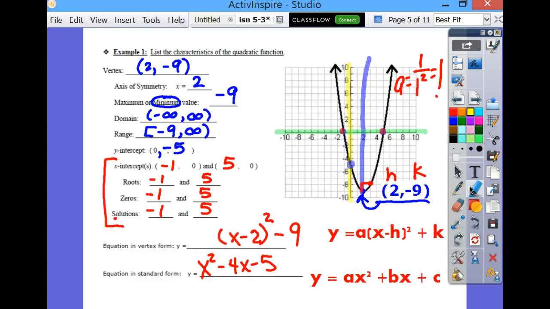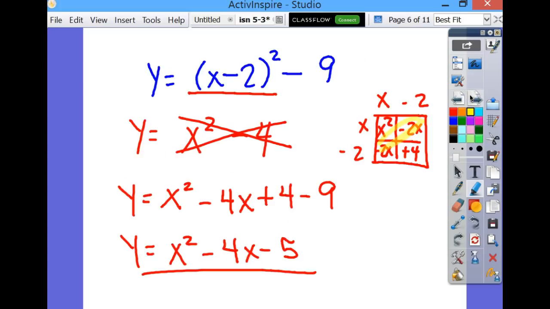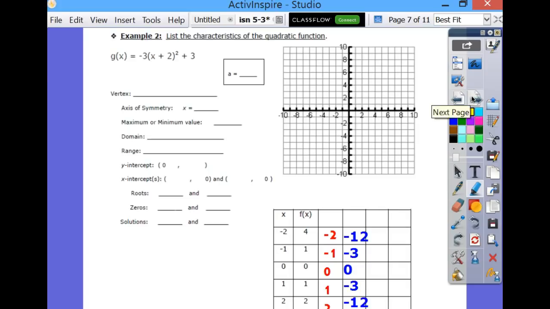What do you notice about this minus 5? Isn't it already up here? This number in standard form is going to be your y-intercept. Example number 2, I have to graph. So the a is going to be negative 3. So I'm going to make the vertex at (-2, 3).